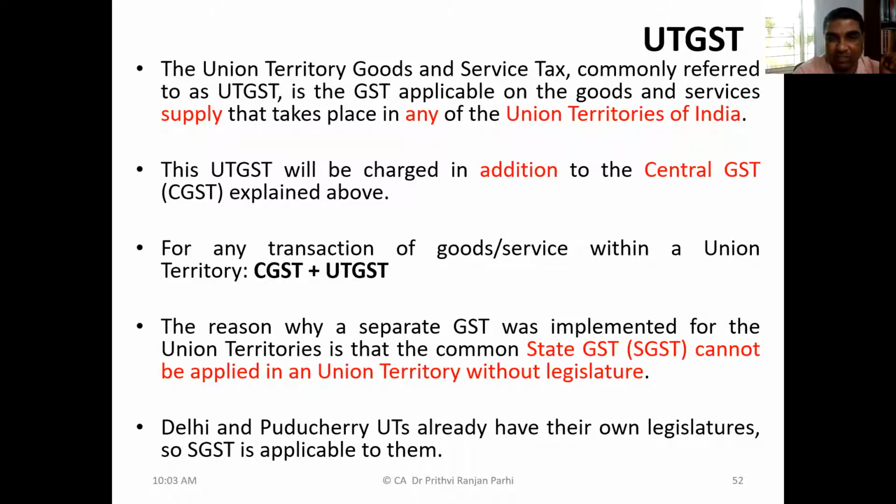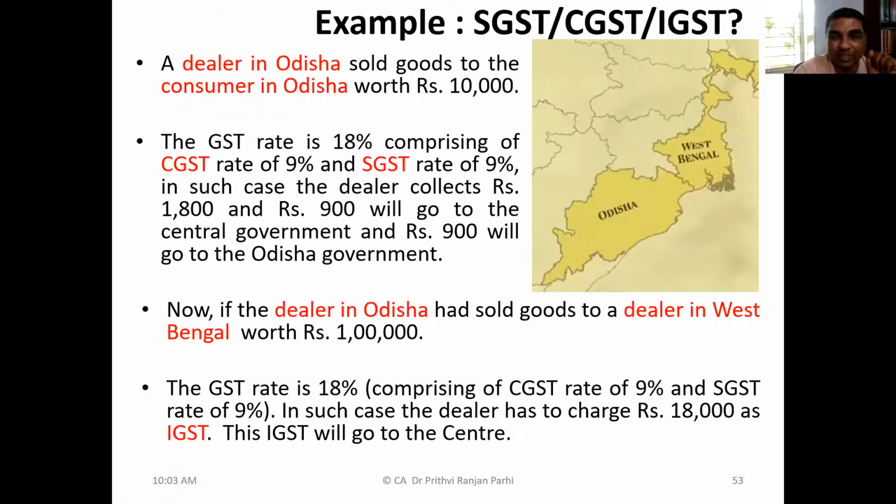So if there is a transaction between two union territories, then there will be SGST. But within one union territory, happening like within one particular state, it means there will be CGST plus UTGST. Yes, exactly, you have understood rightly. We'll be seeing one detailed example after some time. At that time, everything will be clear.